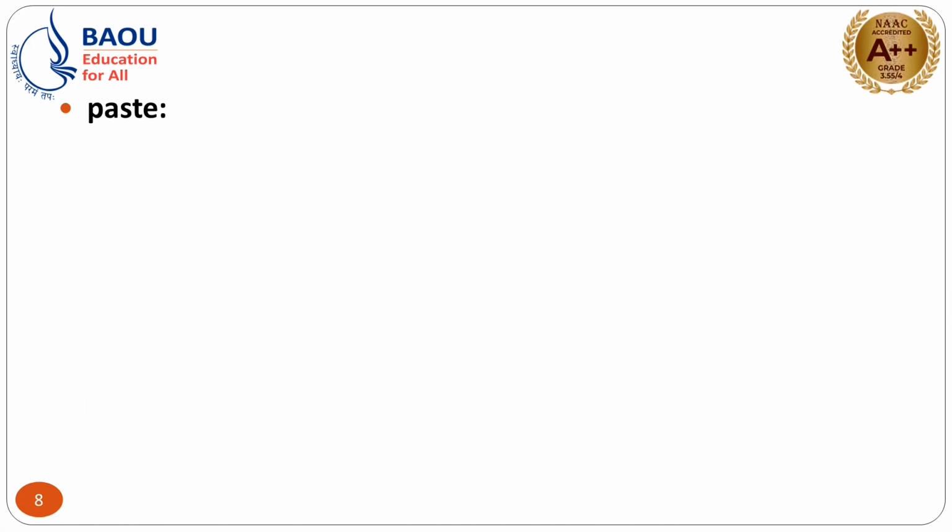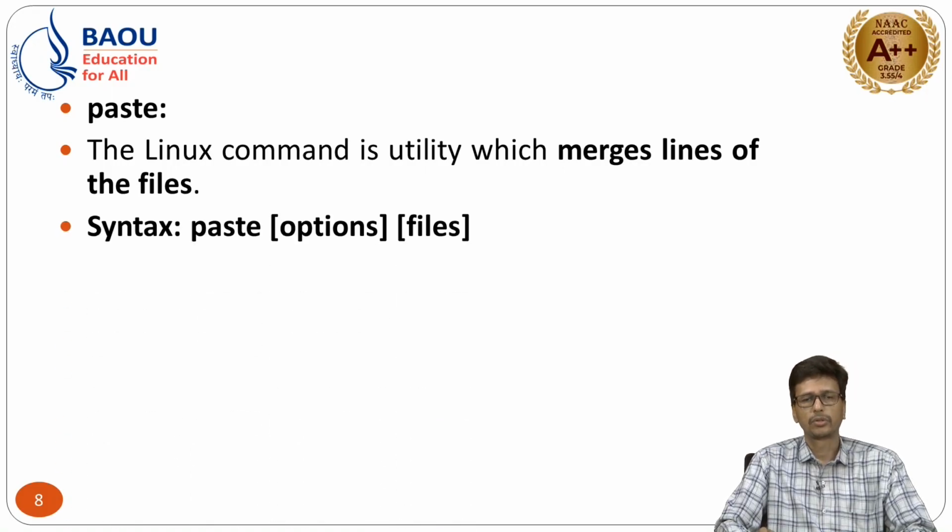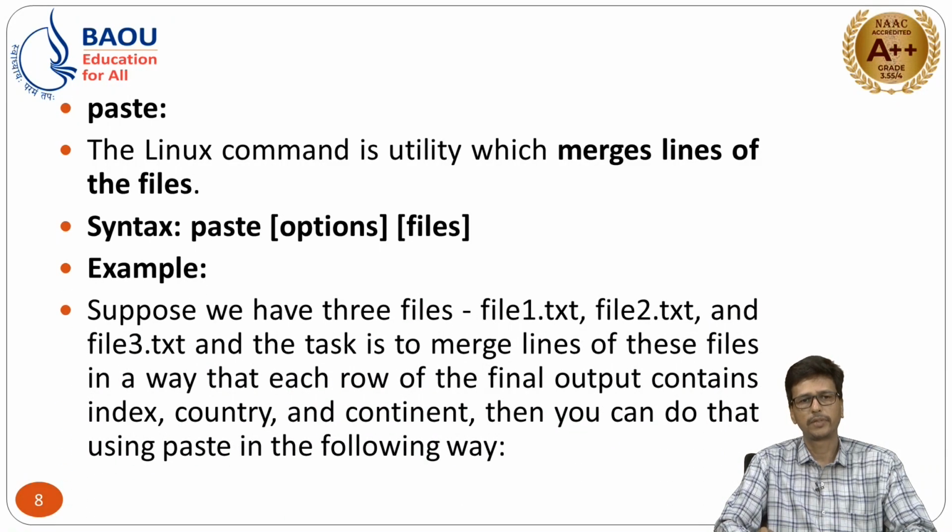The second one is the paste command. Now if you want to merge particular contents from different files, or say for example, you want to merge contents from the same file, but you are requiring the first field, then the second field, then the fifth field, or you want to merge lines from 2 different files vertically. In that case, you use this paste command, right. So the syntax is paste, then option and then the file. Now an example is given here.